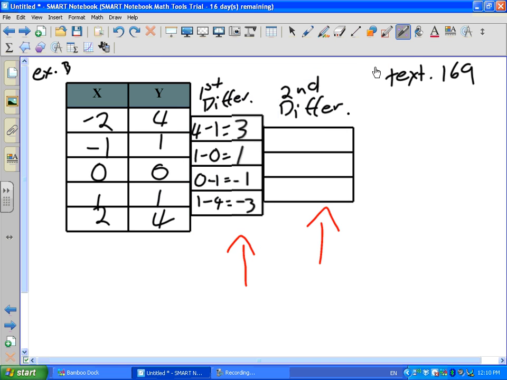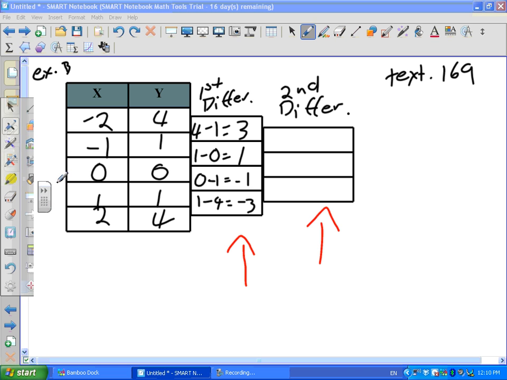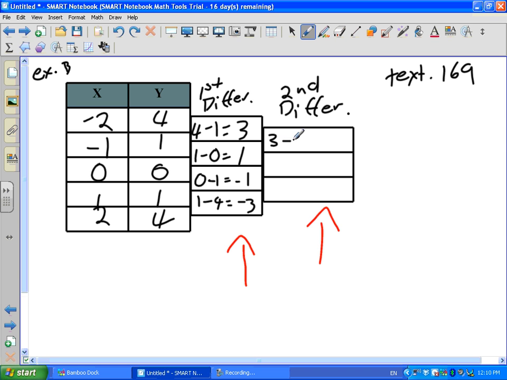Cool, eh? Those are not the same, so it's not a linear equation, okay? So we know it's not linear, which means it's not a straight line when we go to graph it. So we're going to find the differences of those differences. They're called second differences. I take my 3, subtract 1, 2. It's the same idea. I take this difference, subtract by this one. I take 1, subtract -1. 1, subtract -1. What do we get? 2.